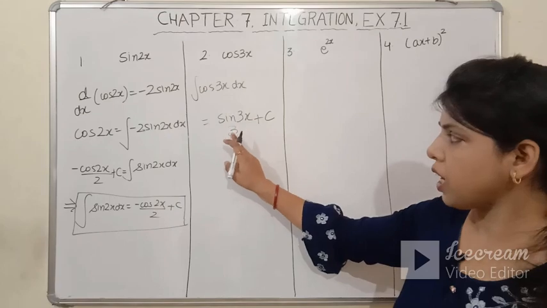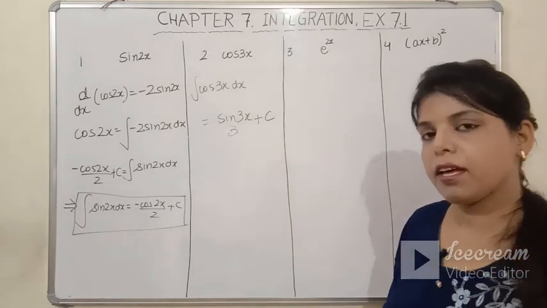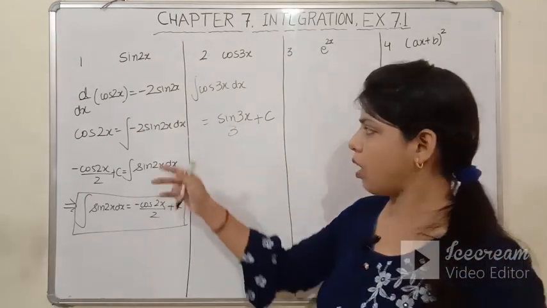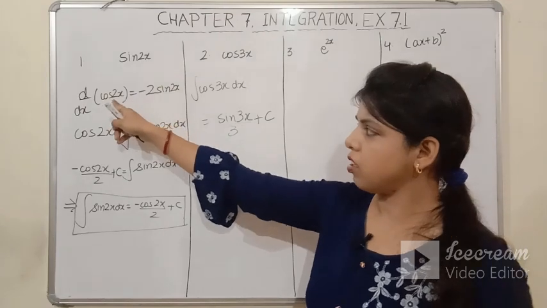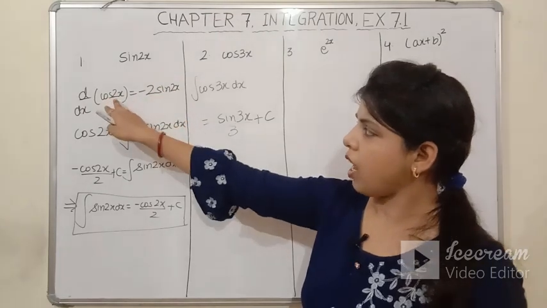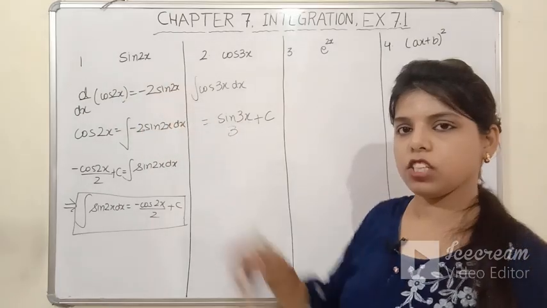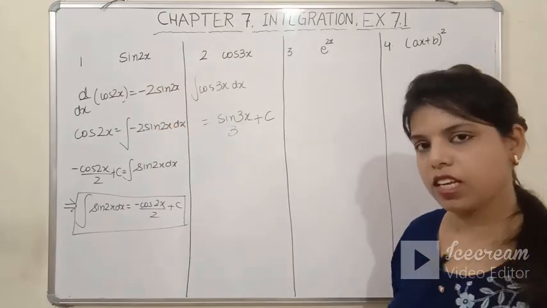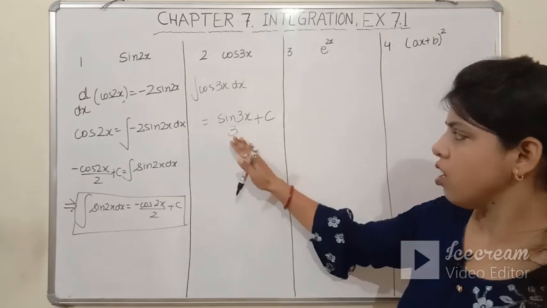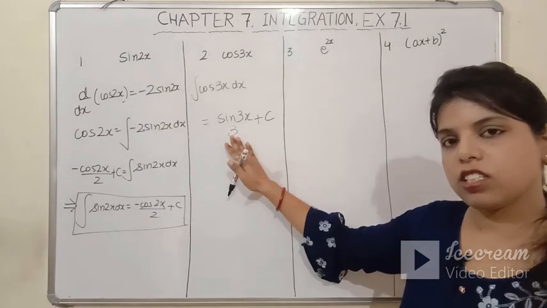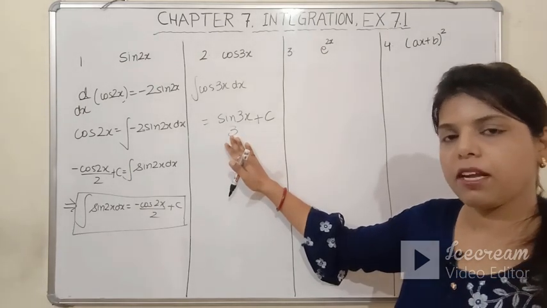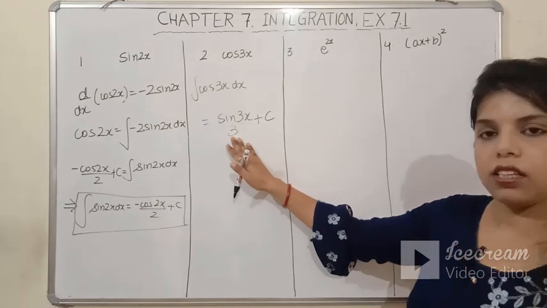Why am I putting 3 in the denominator? Because in derivatives you are using the chain rule, and by the chain rule you differentiate the inner term, so you get 3 in the multiplication. But in integration everything goes in the reverse process, so everything that comes in multiplication in differentiation becomes division. So please remember this thing.